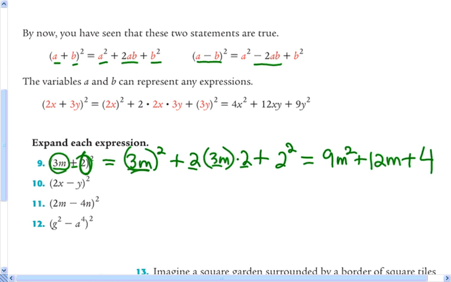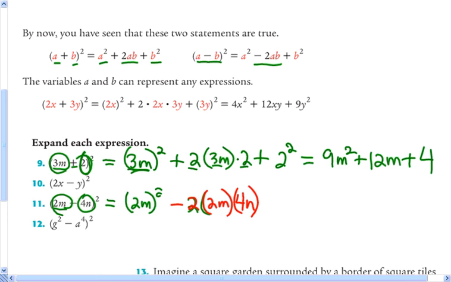I'll do one of these subtraction ones with you, and then we can do the other ones in class. How about this one? So I'm going to start by doing this number squared plus 2 times the first number times the last number. Oops, that should be a minus because there's a minus in there. So minus 2 times 2m times 4n. And then the last term is plus 4n squared.